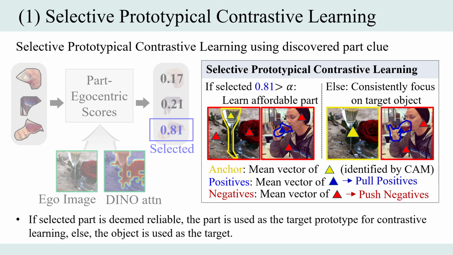However, the part clue from the exocentric image may not be highly relevant to the target object. In this case, when the similarity between the exocentric target and the object in the egocentric image is not high enough, we train the egocentric image to follow the object distribution in exocentric images so that the model does not deviate from focusing on the affordance-relevant object.